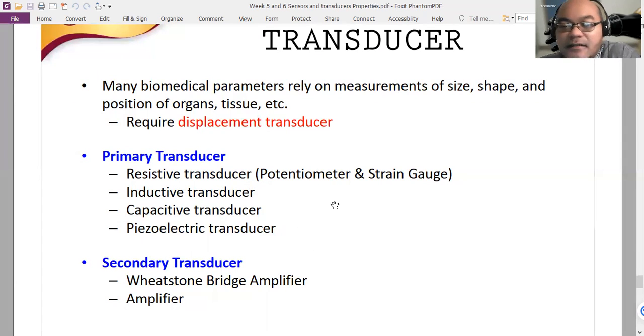And if they are not yet voltage, for example, in resistive it is delta R, in inductive it is delta L, inductance, and in capacitive it is delta C, then we need a secondary transducer that converts this parameter into a voltage signal. Because you remember that in the digital domain, or analog also, we usually work with voltage or current, either way, as the parameter that carries the information.